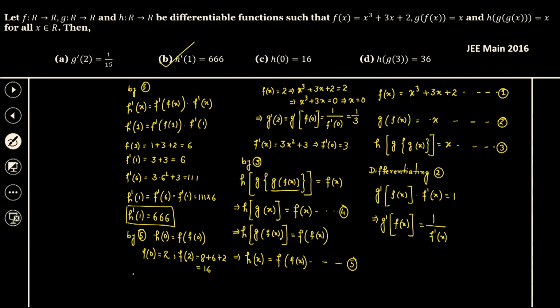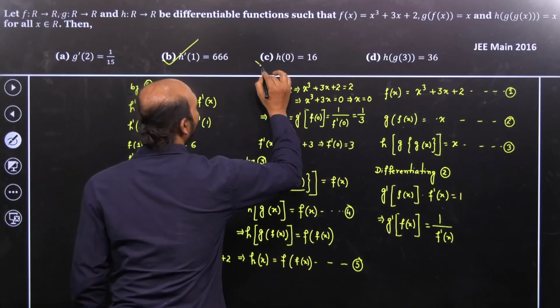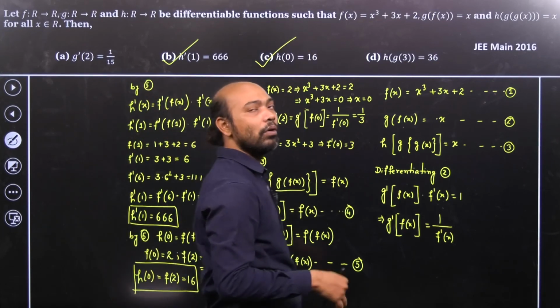So therefore h(0) is equal to f of f(0), that's f of 2, which is 16. And here it's given as h(0) is 16. So again, this is a right option. So therefore option C is also correct.